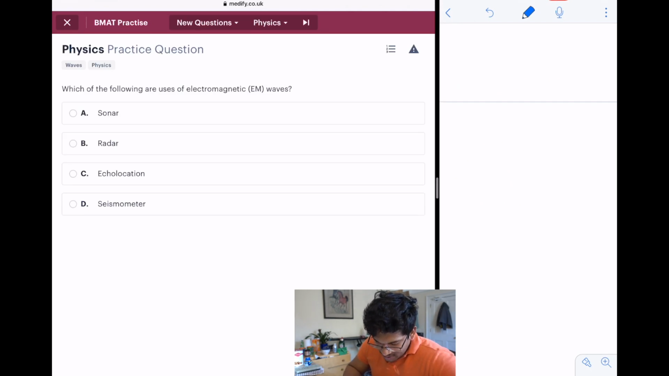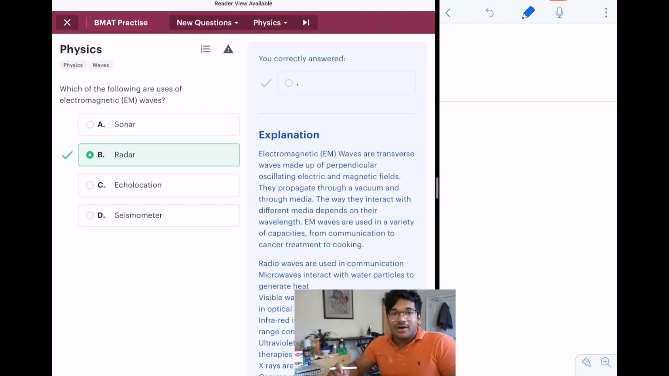Which of the following are uses of electromagnetic waves? Ooh, electromagnetic. So, sonar I think uses sound. I think radar uses radio waves, so that must be it. Sonar is when you ping out a bit of sound and it hits something and comes back, like for submarines. Radar, I think, sends radio waves for planes and they bounce back. Echolocation, again, is to do with sound. You make a sound, you see how long it takes to echo and come back. Seismometer doesn't relate to EM waves. That relates more to P waves and S waves. One of them is a transverse wave, I think, but they're not EM waves. Right, next.